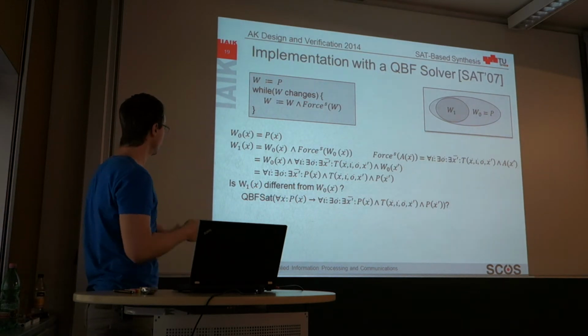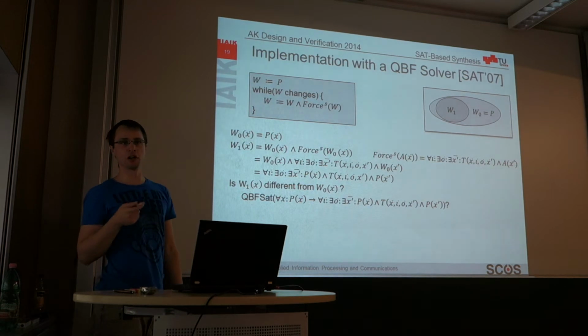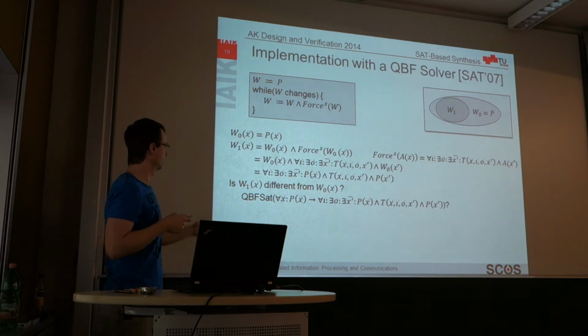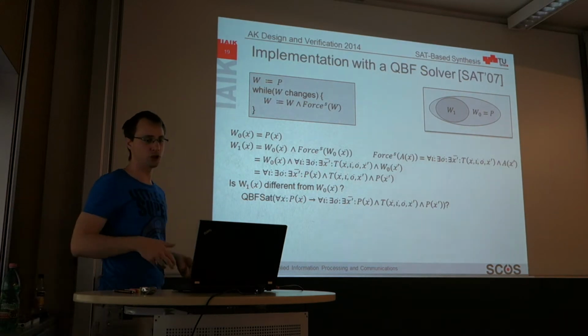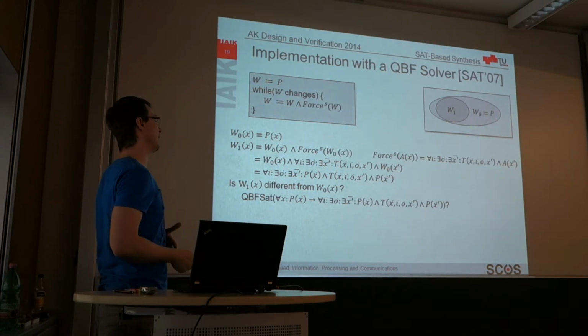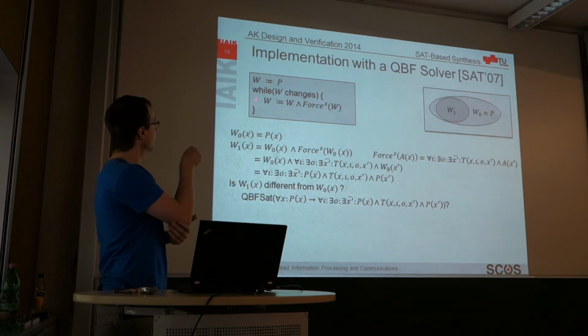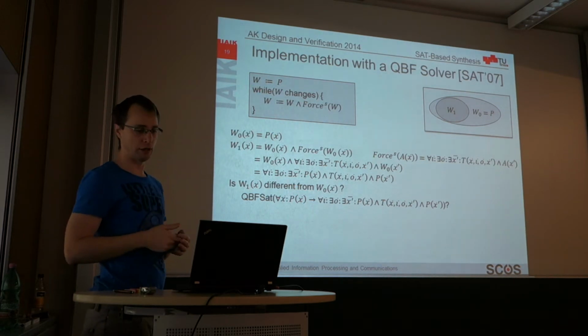Once we have done this, we can get two possible answers. The QBF solver will say these two are actually the same, then we can stop and we have found our winning region. Or the QBF solver will say, no, they are not the same. Then this means that we have to do another iteration of our algorithm.